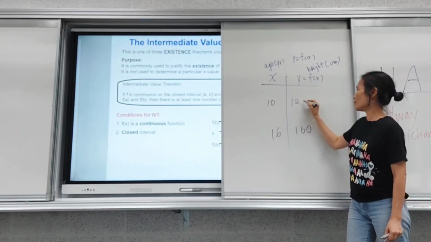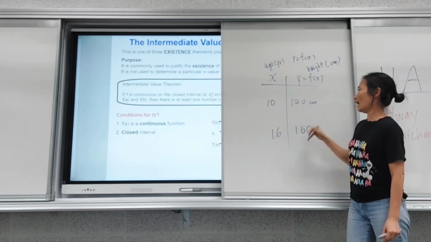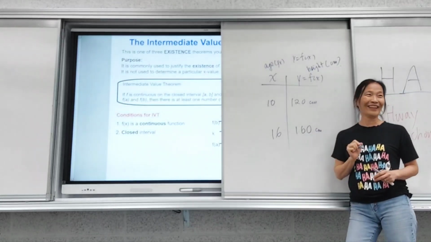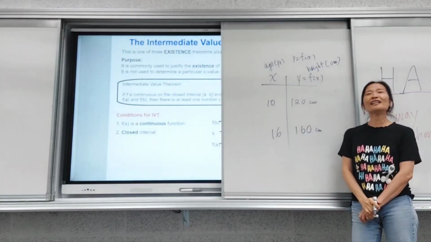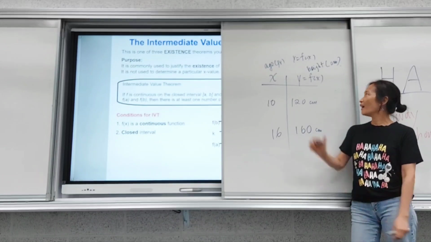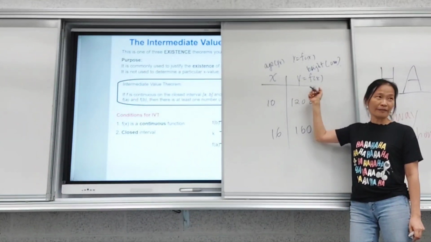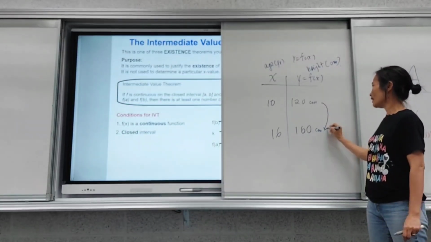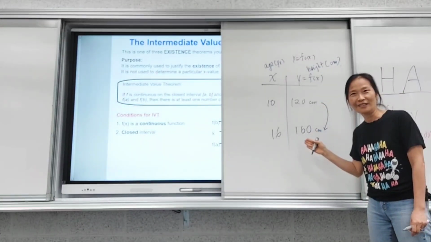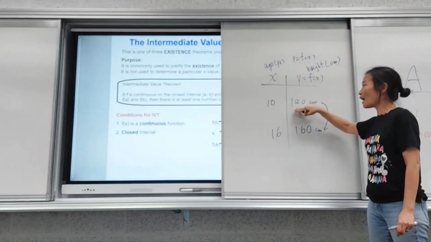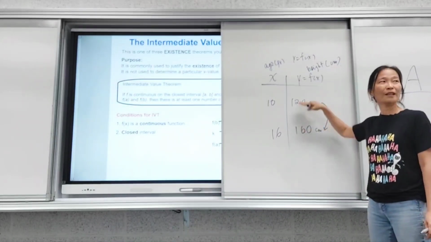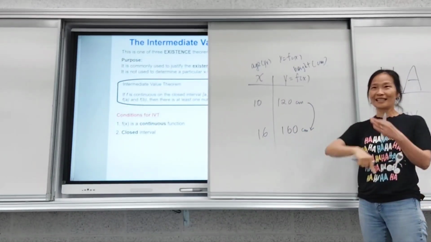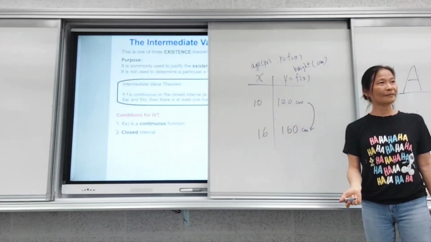Okay, she was 120 centimeters. She grew up, and now she is 160. So what is the intermediate value theorem? f is a continuous function, right? When she grew from 120 to 160, it's continuous. Don't you think she is going to pass every single height between 120 and 160 to get to 160? It's not gonna skip a value, is it?